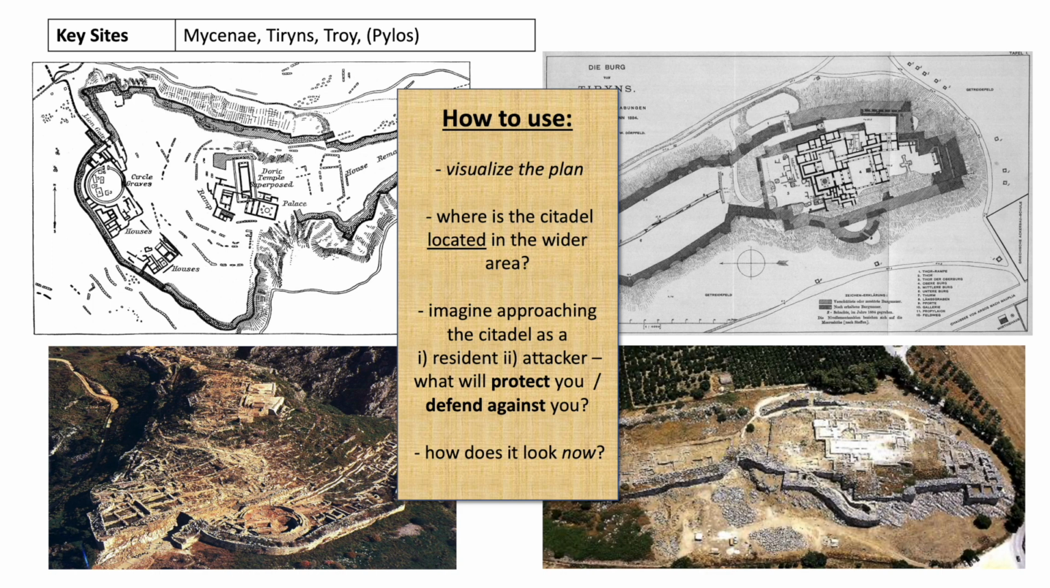So imagine approaching the citadel both as a resident, or as someone who is going to live in the citadel because the area is being attacked, or as an attacker. So think, what will protect you as a resident or a refugee, or what will actually be used to defend against you? Finally, think about, what does it look like now? For example, what parts of it are still in existence and have impressively lasted this long, despite lack of use or maybe even reuse over the years? That will give you a really good overview of the entire source and give you lots to write about.